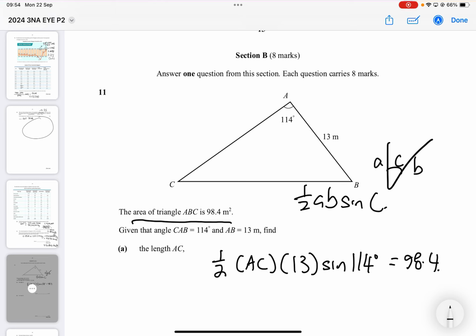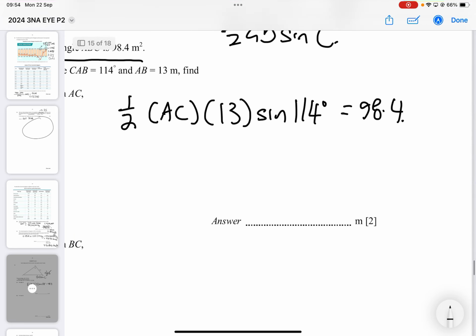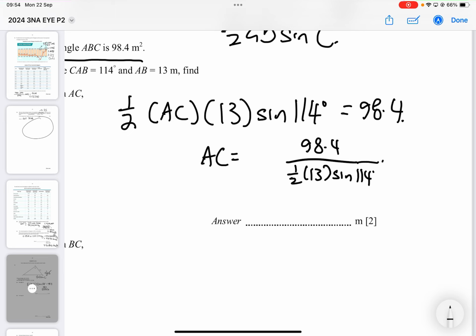Meaning, from here, I can work backwards and find out what is my length of AC. Okay? Make AC the subject. So, AC equals to 98.4 divided by half times 13 sine 114. Okay? I want to make AC the subject. I just divide both sides by half 13 sine 114. Isolate AC, yes, correct.